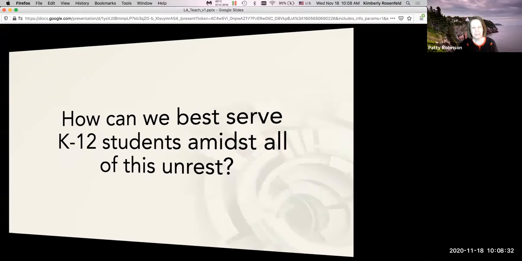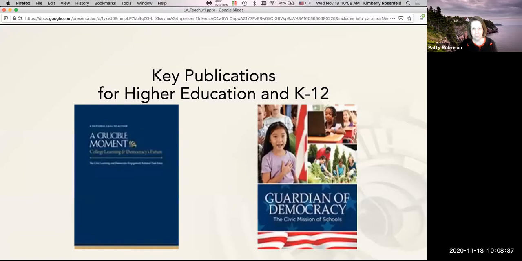So one of the things that I want everyone to think about is that there are two very important documents that I highly, highly recommend that you all take a look at. These documents are incredibly important, not only for higher education, but specifically for K-12. And that would be the document on my right, the Guardian of Democracy, and A Crucible Moment. A Crucible Moment was written in 2012, and it has really been the primary publication guiding the work of civic engagement in higher education right now. You'll see a lot of quotes throughout this presentation that come from this document. It's 136 pages long. It's very short. It's free. It's a PDF online.